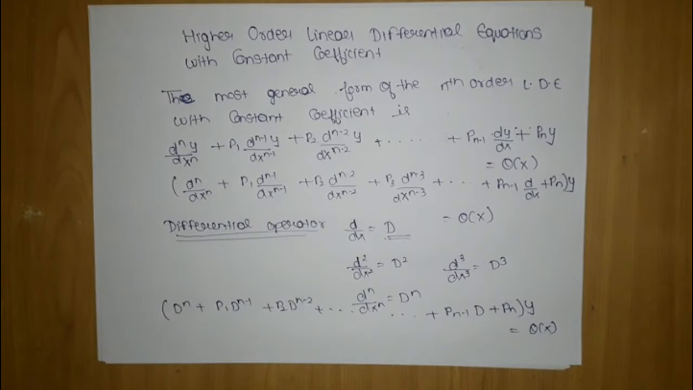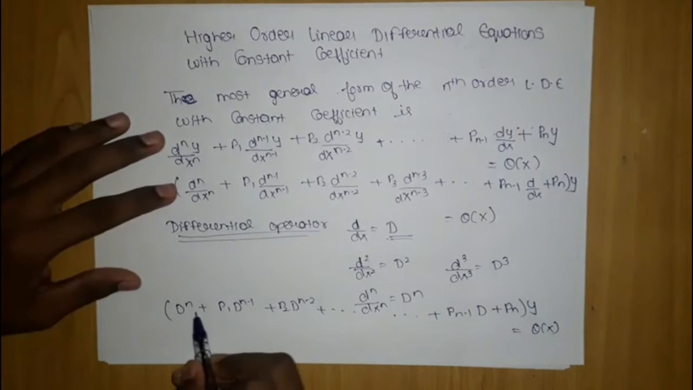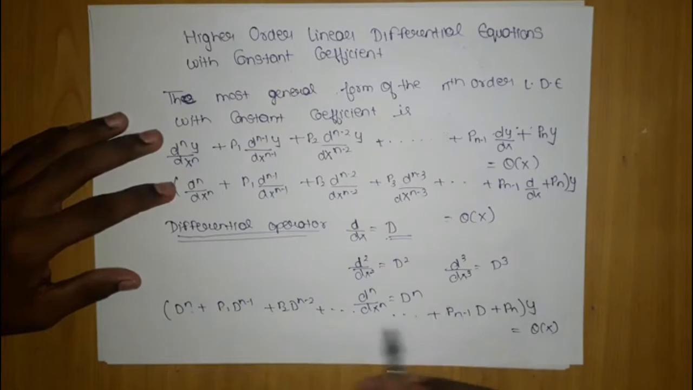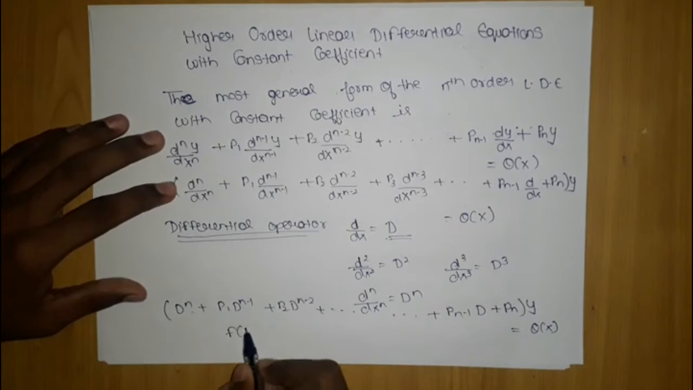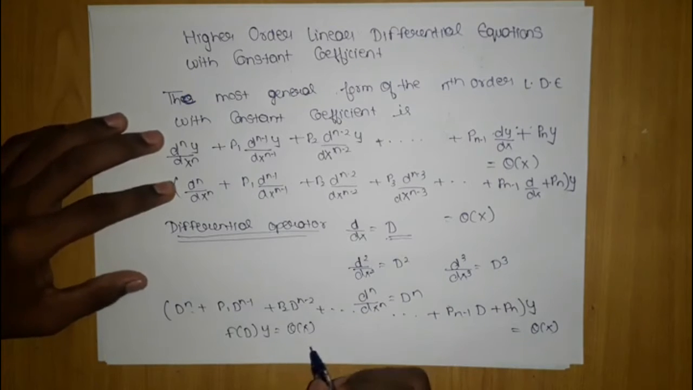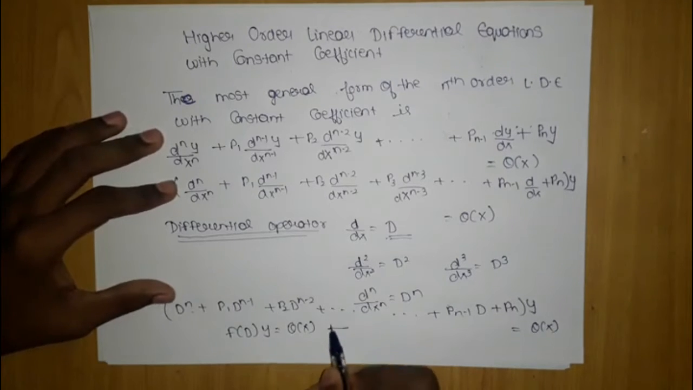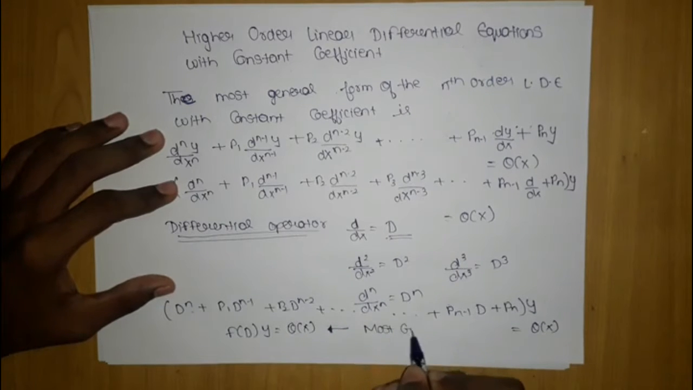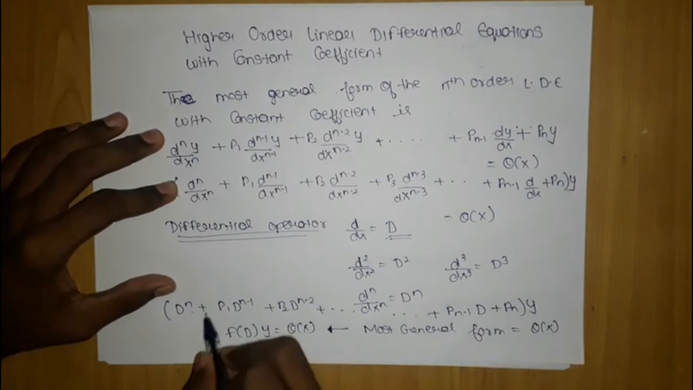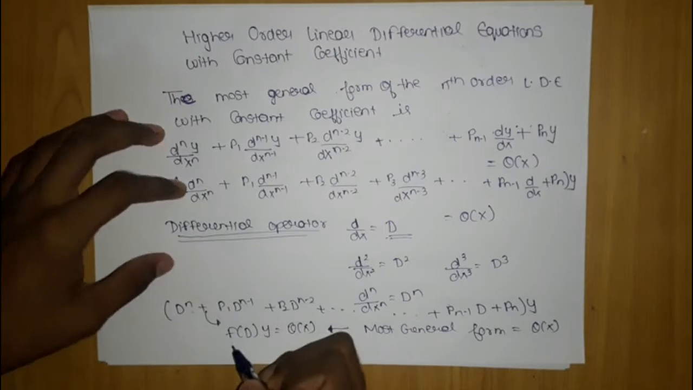Now what we are going to see in this, we can write this whole thing, this D^n plus p1 D^(n-1) plus p2 D^(n-2) and so on, as f of D, some function of D, into y equals to q of x. So this is the most general form of higher order differential equation. This form can be used to identify the questions, most general form. This form is just reduced to this by considering it some function f of D.